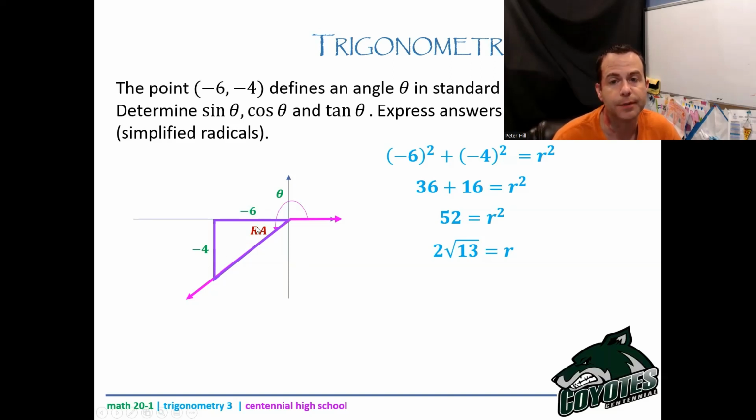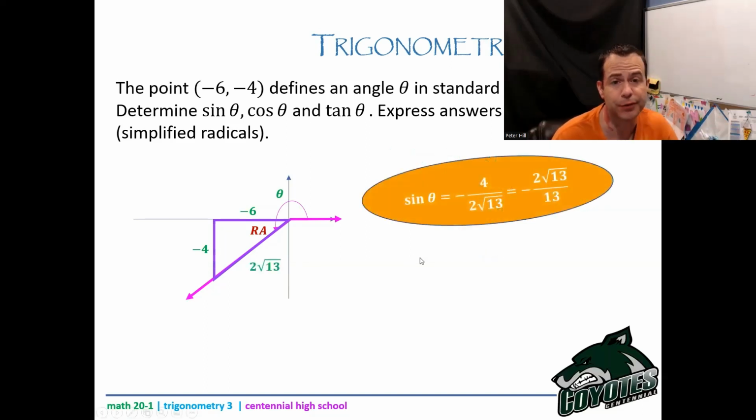So sine of theta would be y over r, or opposite over hypotenuse. So that's -4 over 2 root 13. Now, 4 over 2 will simplify to 2, but I also want to rationalize that. So I'll multiply it by root 13 over root 13. And that's going to give me a final answer of -2 root 13 over 13. Okay, -2 root 13 over 13.